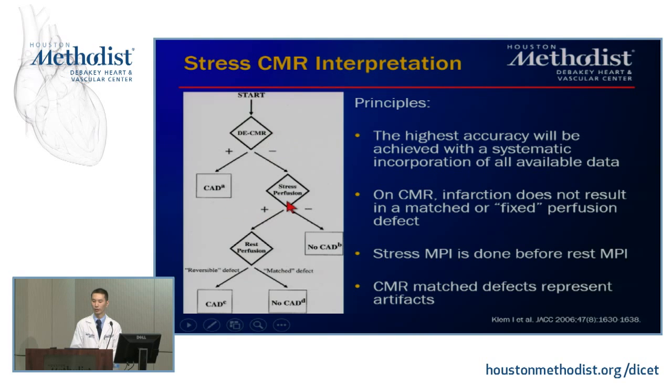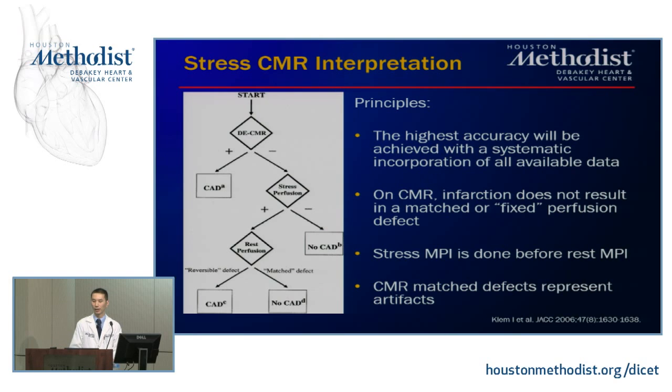Instead of going straight to the stress and rest perfusions, they actually start off with looking at the delayed enhancement. If you have delayed enhancement present, you clearly have evidence of prior MI. That's evidence that this patient's had a prior infarct and therefore has CAD present. So you're done at this stage. You've answered the question, the patient has CAD.